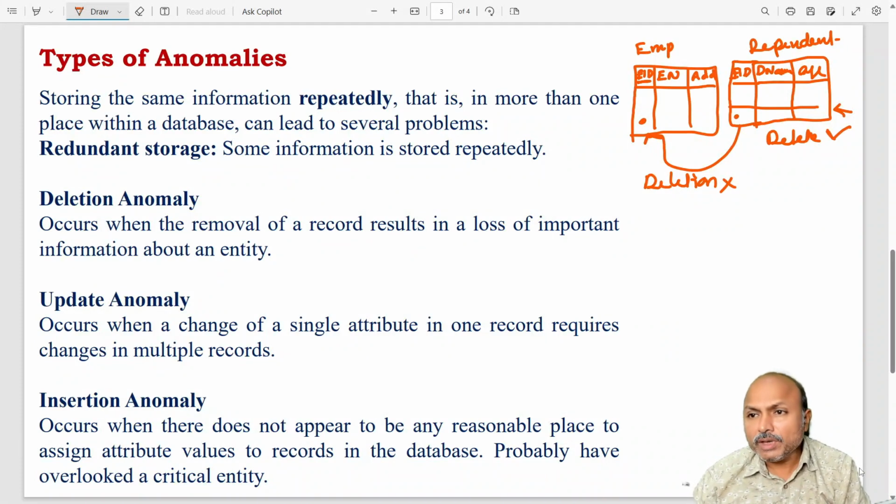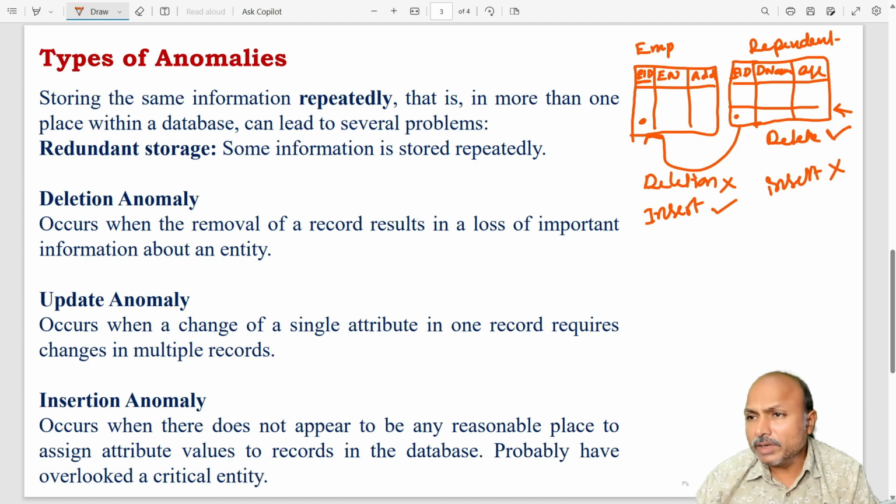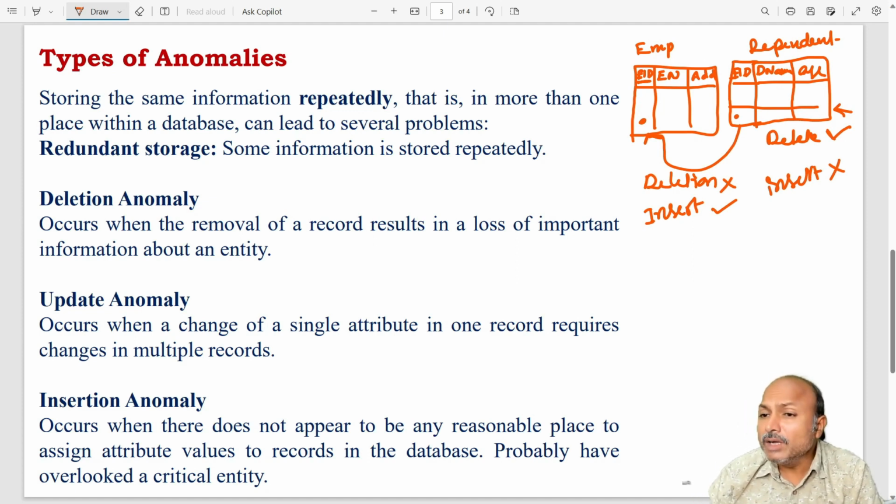Insertion anomaly. Okay, suppose you are inserting a new employee in the employee table, no problem. But in the case of the dependent table, if you want to insert, it is not correct. This is an anomaly. Why? Because inserting a new employee means an employee without dependents. But inserting a dependent without an employee, there is no meaning. So insertion is acceptable in the case of the employee table, but is not acceptable in the case of the dependent table.